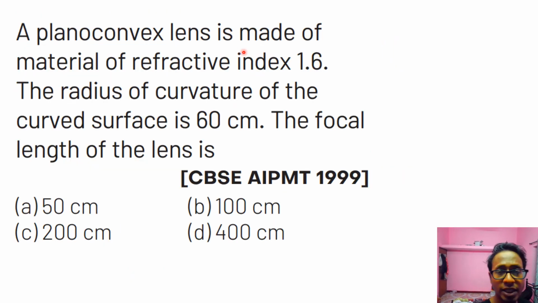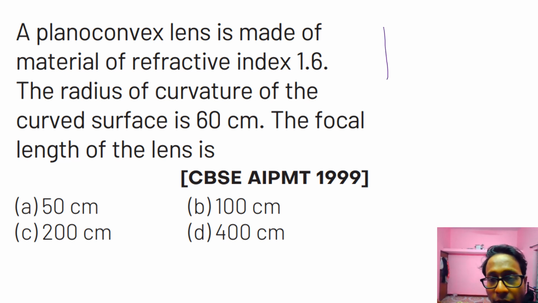A plano-convex lens is made of a material of refractive index 1.6. The radius of curvature of the curved surface is 60. The focal length of the lens is? What is a plano-convex lens? It means one side plane, the other side curved. So mu is equal to 1.6, and the radius of curvature is equal to 60.